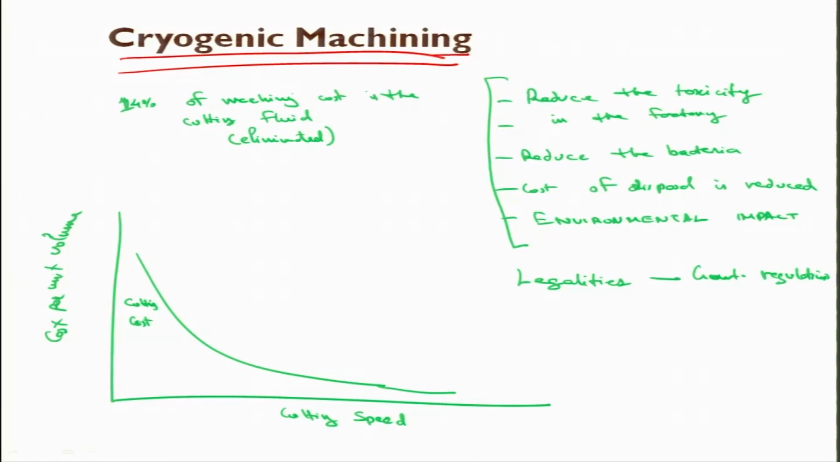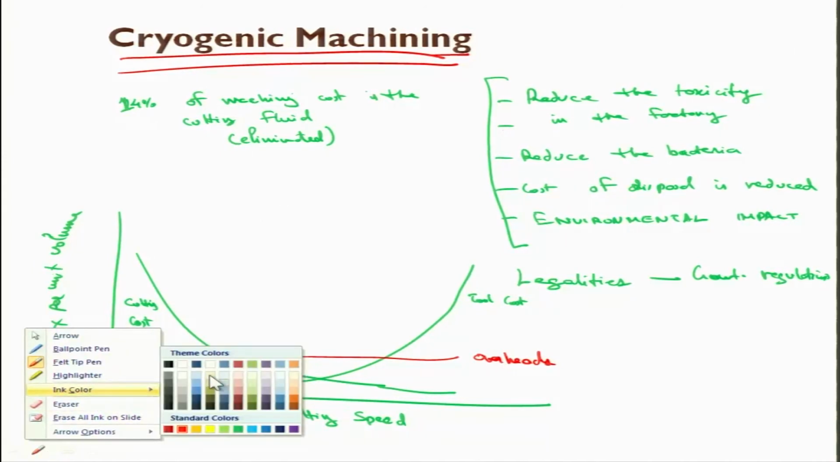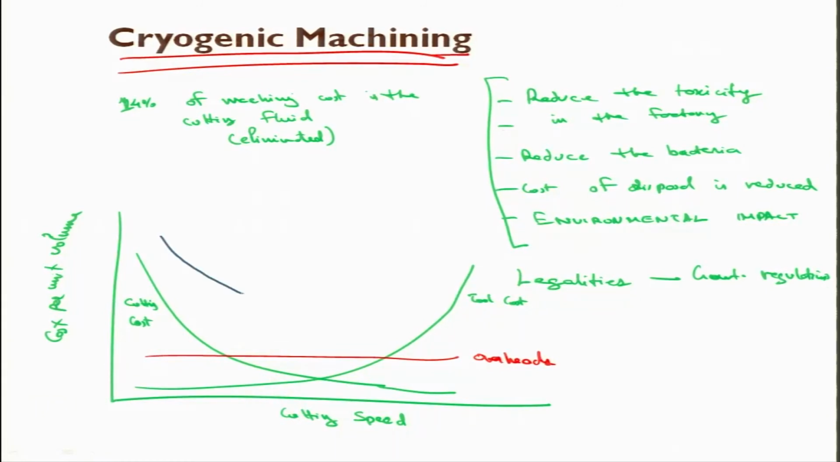Now, if I say my tool cost with higher speeds, my tool cost would rise, because at higher speed the temperatures would be high and my tool would deteriorate and this tool cost would increase. So, then if I say I have some overheads here, then my total cost would be like this. This is my total cost at this point. It would be minimum, right. So, this cutting speed is selected to work on. It is nearly minimum in this state.